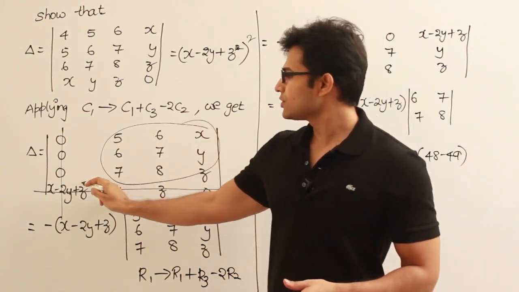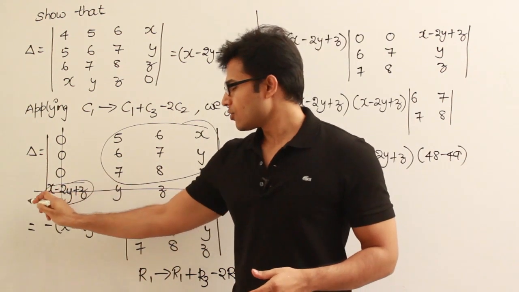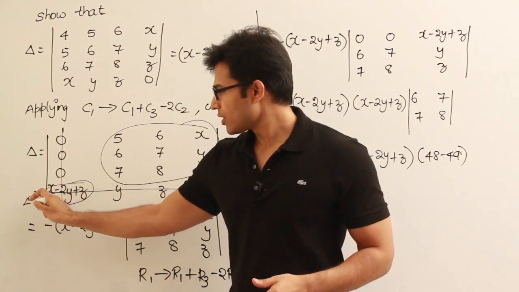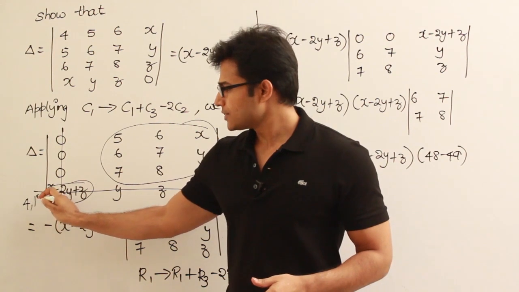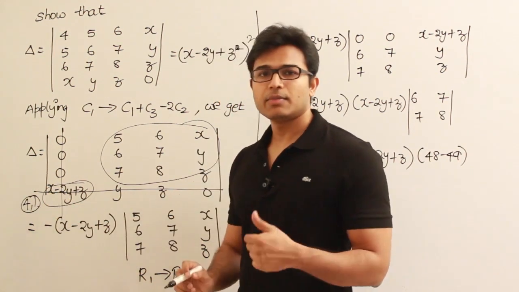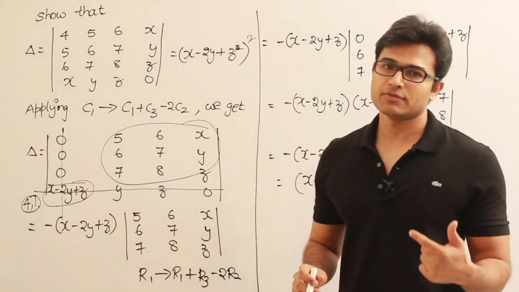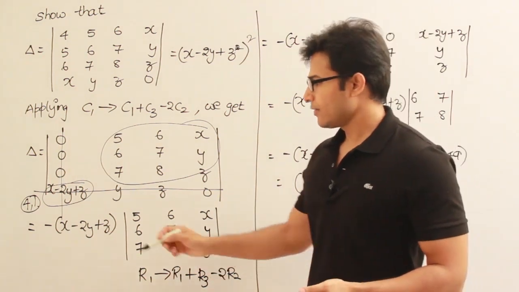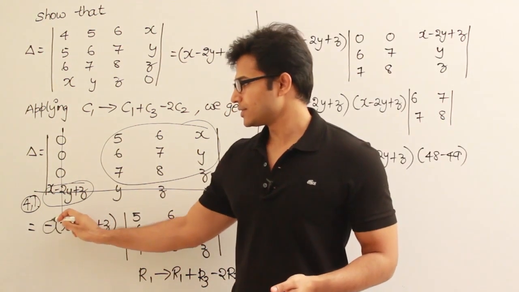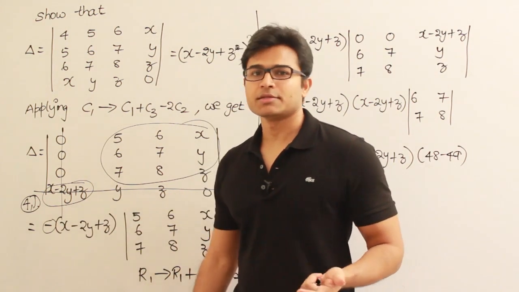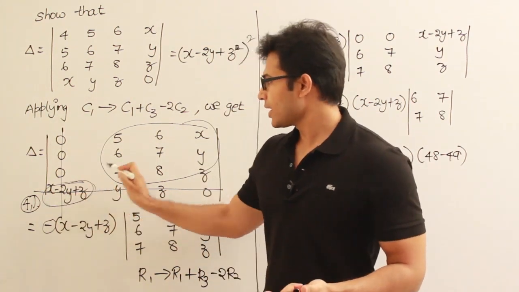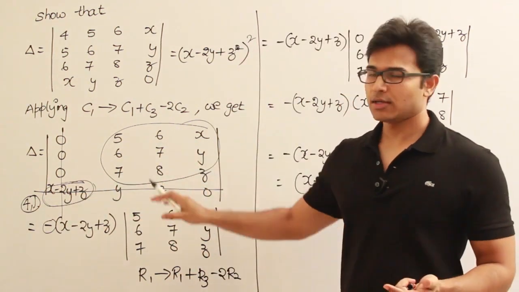And since the position of this element is fourth row and first column, that is 4 1, you have to multiply it with minus 1 power 4 plus 1 in order to find the cofactor. That is why I'm going to put minus here, because minus 1 power 5 is minus 1. And then take the element and find the determinant of the remaining part.